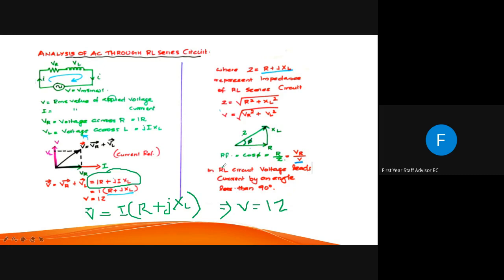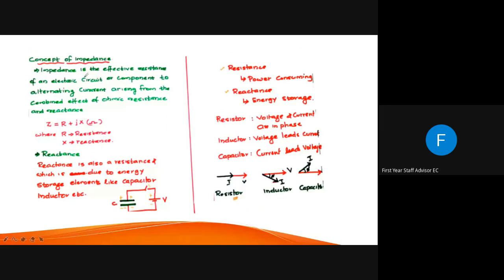What is this Z? This Z is called impedance, where Z is R plus jXL. So we will see what is impedance. Whenever there is a circuit, impedance is the effective resistance of an electric circuit or component. It is the effective resistance to an alternating current arising from the combined effect of ohmic resistance and reactance.